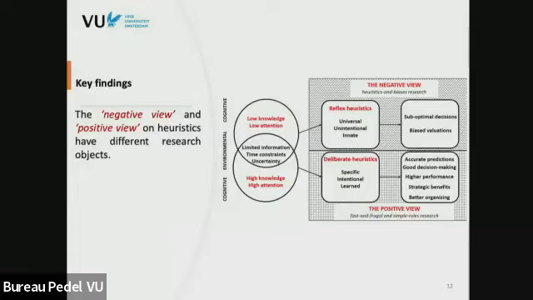Reflex heuristics, which are studied by the heuristics and biases approach, are used when people pay less attention, have less knowledge or less experience, and they lead to negative outcomes. The other ones, the positive view heuristics, which are deliberate heuristics studied by the simple rules approach and the fast and frugal approach, are distilled from failure by autonomous and experienced managers, and they lead to a series of positive outcomes.